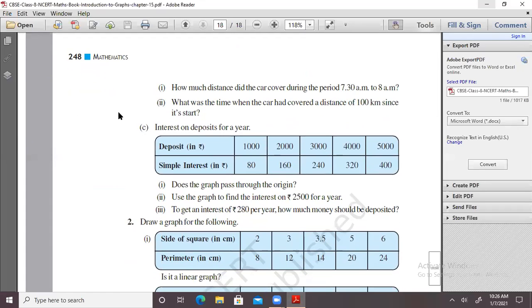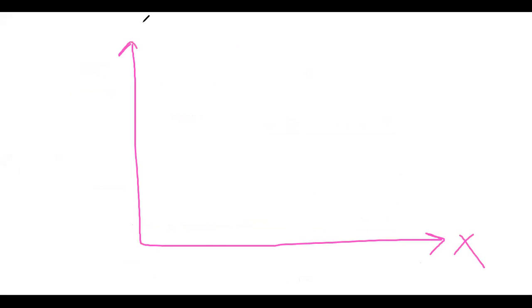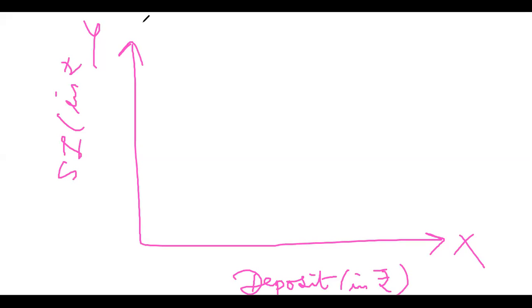Next question is again C part of the first question is here. Interest on deposit for a year. Here you have given deposit and interest on that deposit, like 1,000 पे deposit given है 100 rupees interest, 2,000 पे 160. हमें ध्यान रखना है गैप कैसे लेना है, हमें इक्वल गैप लेना है. ठीक है, so on x axis we'll take deposit and on y axis we'll take simple interest. Deposit, that is also in rupees, and simple interest, that is also in rupees.